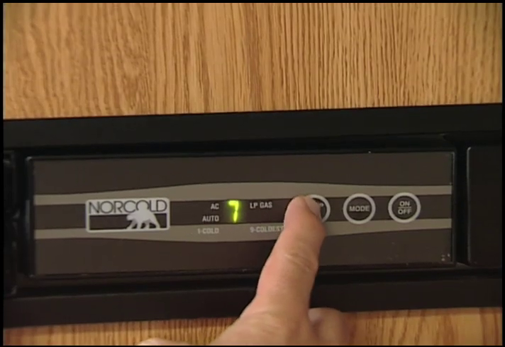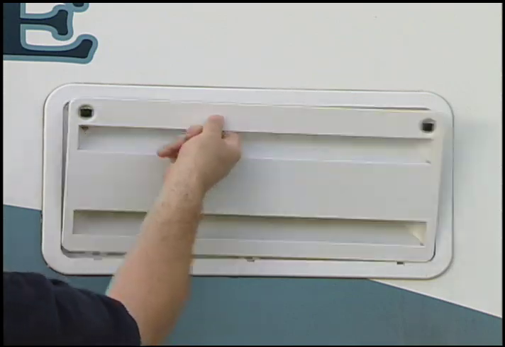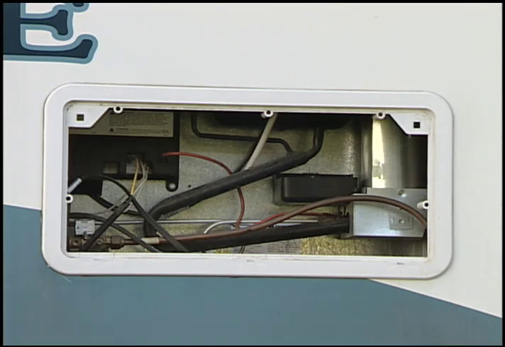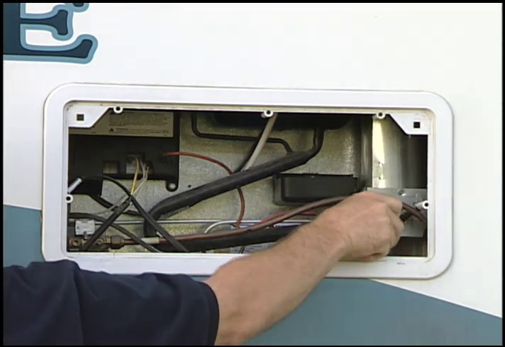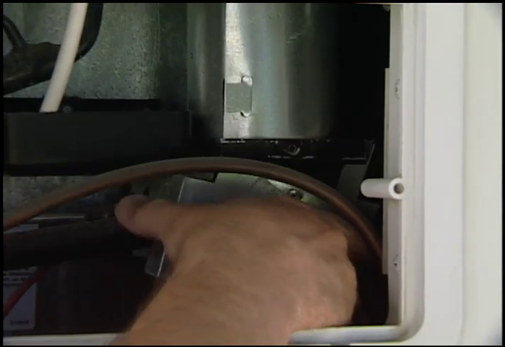While in gas operation, turn the temperature setting to the coldest position. Open the lower intake vent. Caution should be taken as the burner box may be hot. It's recommended that you use gloves or a tool such as a screwdriver to open the burner box door. Look at the flame. It may be necessary to remove the burner box for a better view.